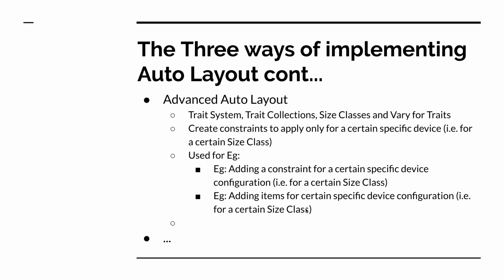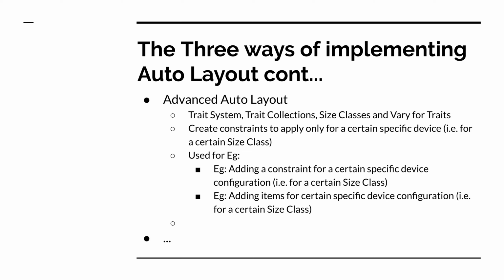But in advanced auto layout, under trait systems and all, you can create constraints to apply only for certain devices, right? For a certain size class. For example, you can add constraints for a specific device configuration, right? That means for a certain size class, so only for iPads, for example, or only for iPhones, right?